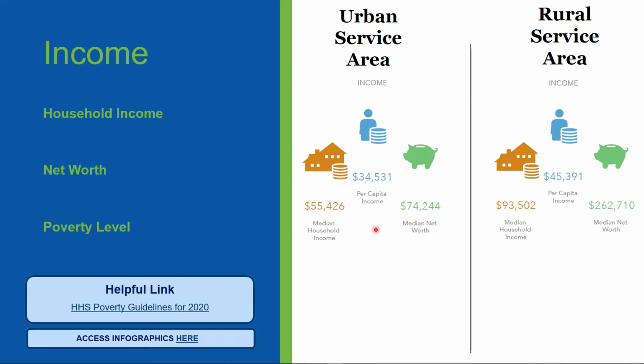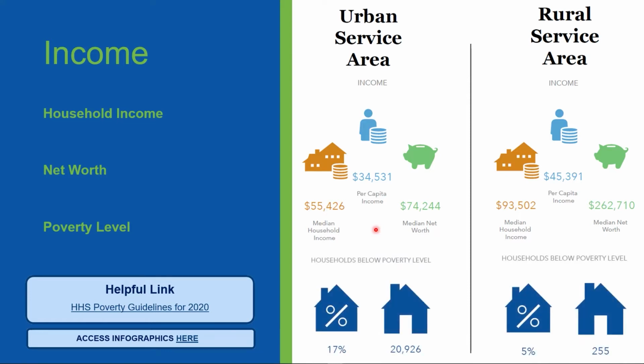Moreover, the poverty level in the urban service area is about 1 in 5 households, compared to about 1 in 20 households in the rural service area, which is good. So if you think about it, in a room of 20 random representative Lexington households that live in the urban service area, 4 of those 20 are below the poverty level.